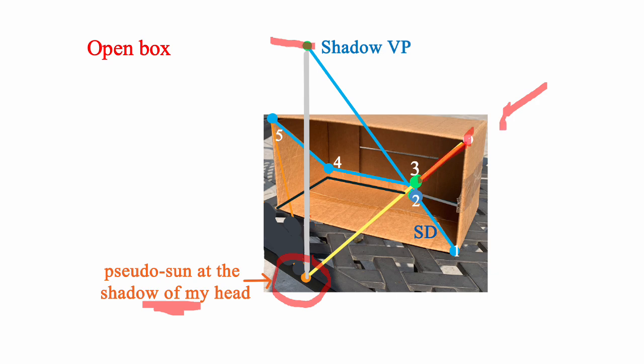But we don't know where number 3 is yet until we draw the shadow direction, which goes from the bottom corner up to the shadow vanishing point. And once it hits the edge at 2, it goes vertically up to 3, then horizontally over to this edge, and then to the corner.